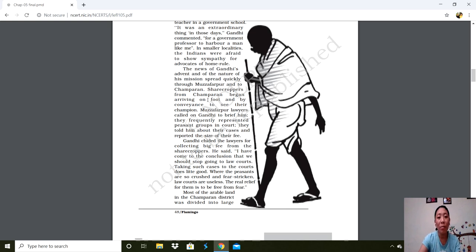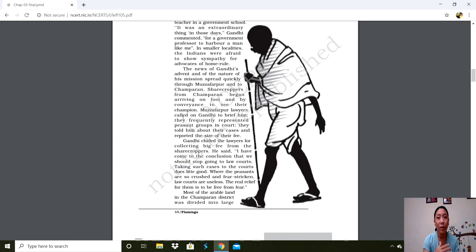Sharecroppers from Champaran began arriving on foot and by conveyance to see their champion. So people, after knowing the news, had somehow known that Gandhi had come there to deliver justice, or help these Indian sharecroppers get justice. They started coming to Muzaffarpur to have a view or to see Gandhi.